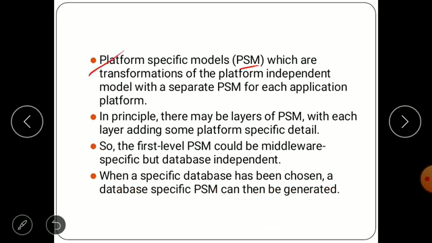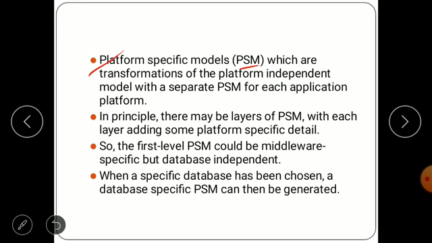The last one is the platform specific model. These platform specific models are transformations of a platform independent model, with a separate PSM for each application platform. In principle, there may be several layers of PSM, with each layer adding some platform specific details.